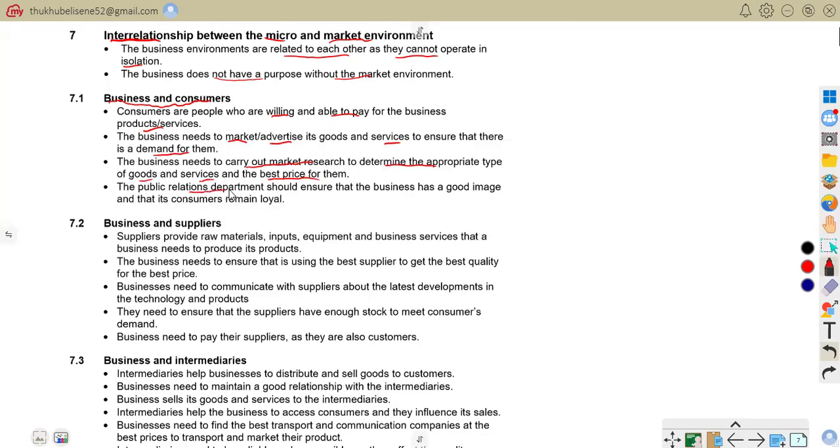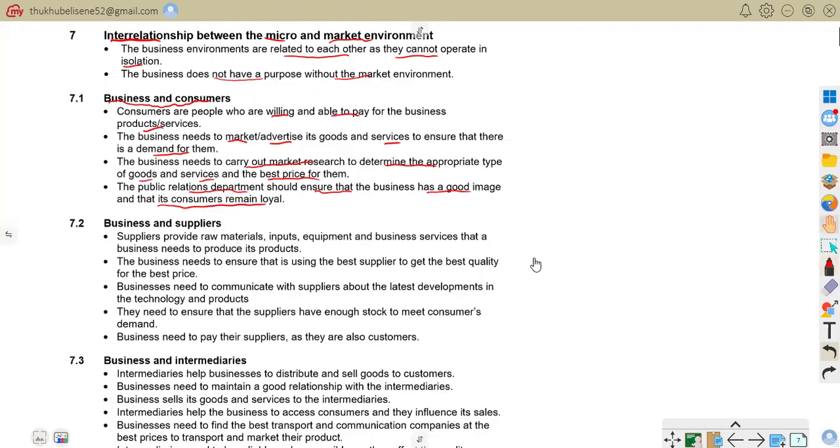The public relations department should ensure that the business has a good image and that its customers remain loyal. So, for example, a company sponsors a school event to build trust. That's a good image that they are building.